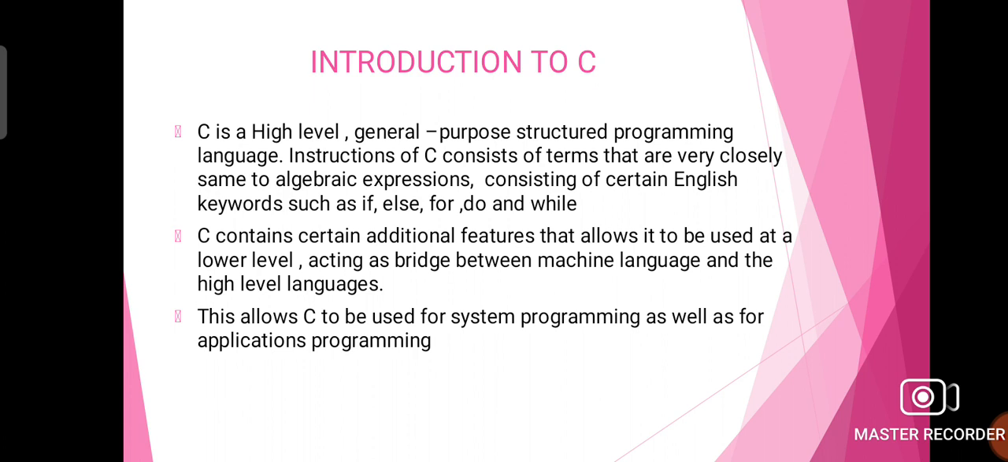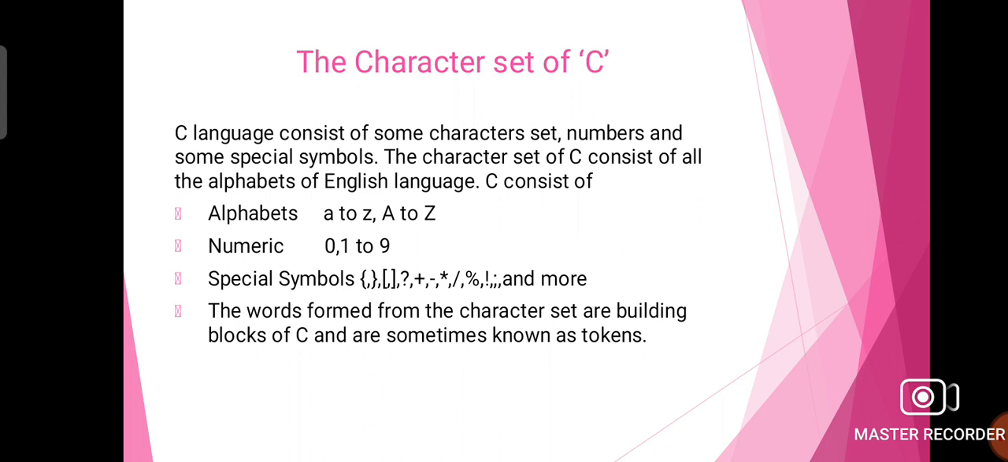Also, we can use the C language for system programming. Otherwise, it can be used as machine language, as well as for the development of various applications. And now we can see the basic elements of C. The first important element is the character set. C consists of character sets, numbers, and special symbols.